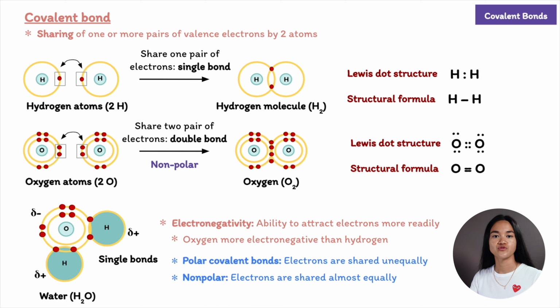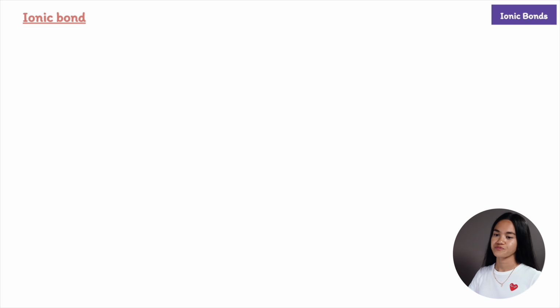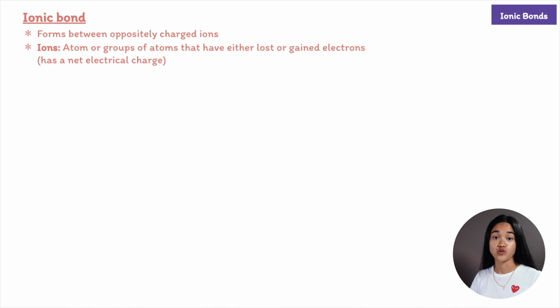Let's now move on to ionic bonds. Alright, so an ionic bond forms between oppositely charged ions. An ion is an atom or a group of atoms that have lost or gained electrons. Ionic bonding occurs when an atom of very high electronegativity is paired with an atom of very low electronegativity, and the more electronegative atom steals the electrons from the less electronegative atom.